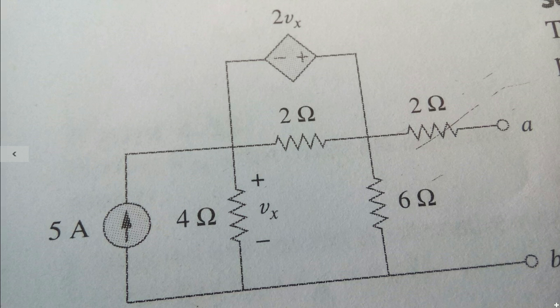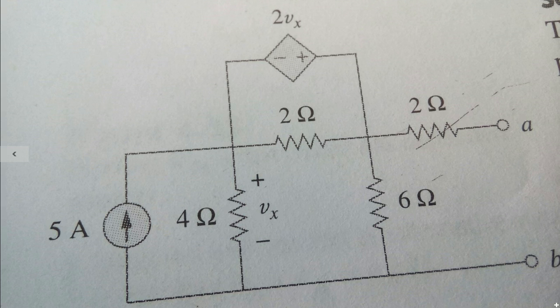Now here you can see a diamond shape, that is 2Vx, with positive and negative terminals. This is the dependent source. What is Vx? Vx is the voltage across the 4 ohm resistance. This dependent source depends on the voltage across this resistance, and that's why it is called a dependent source. So it is a voltage controlled voltage source.